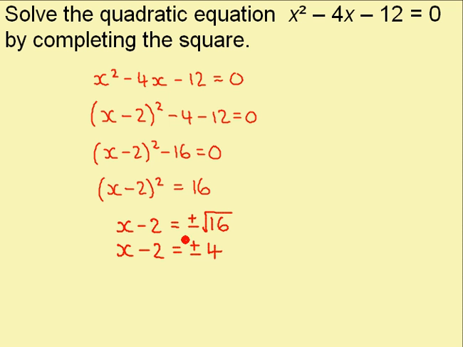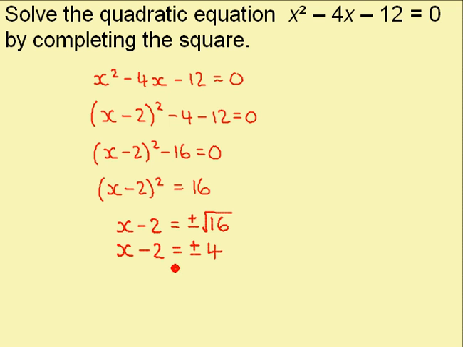Now let's just look at this plus and minus for a moment. If I square plus 4, I get 16. If I square minus 4, I also get 16, and that's why we have to make sure to write this, because we're actually getting two answers here, one positive and one negative.